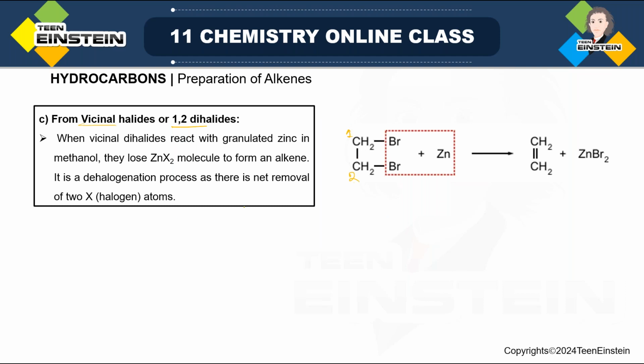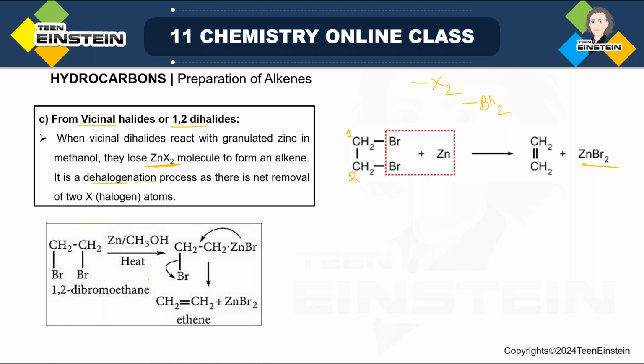In the presence of Zn, there is net removal of ZnX2. Here we have taken Br, so that is ZnBr2. And ultimately, this is the side product, and we are getting the C=C double bond. Now this is a dehalogenation process. Why? Because there is net removal of the bromine diatomic molecule. So 2 halogen atoms are removed, and that is why the reaction is dehalogenation. Remember, dehydrohalogenation is removal of H and X, but here it is removal of X2. So that is what is dehalogenation.